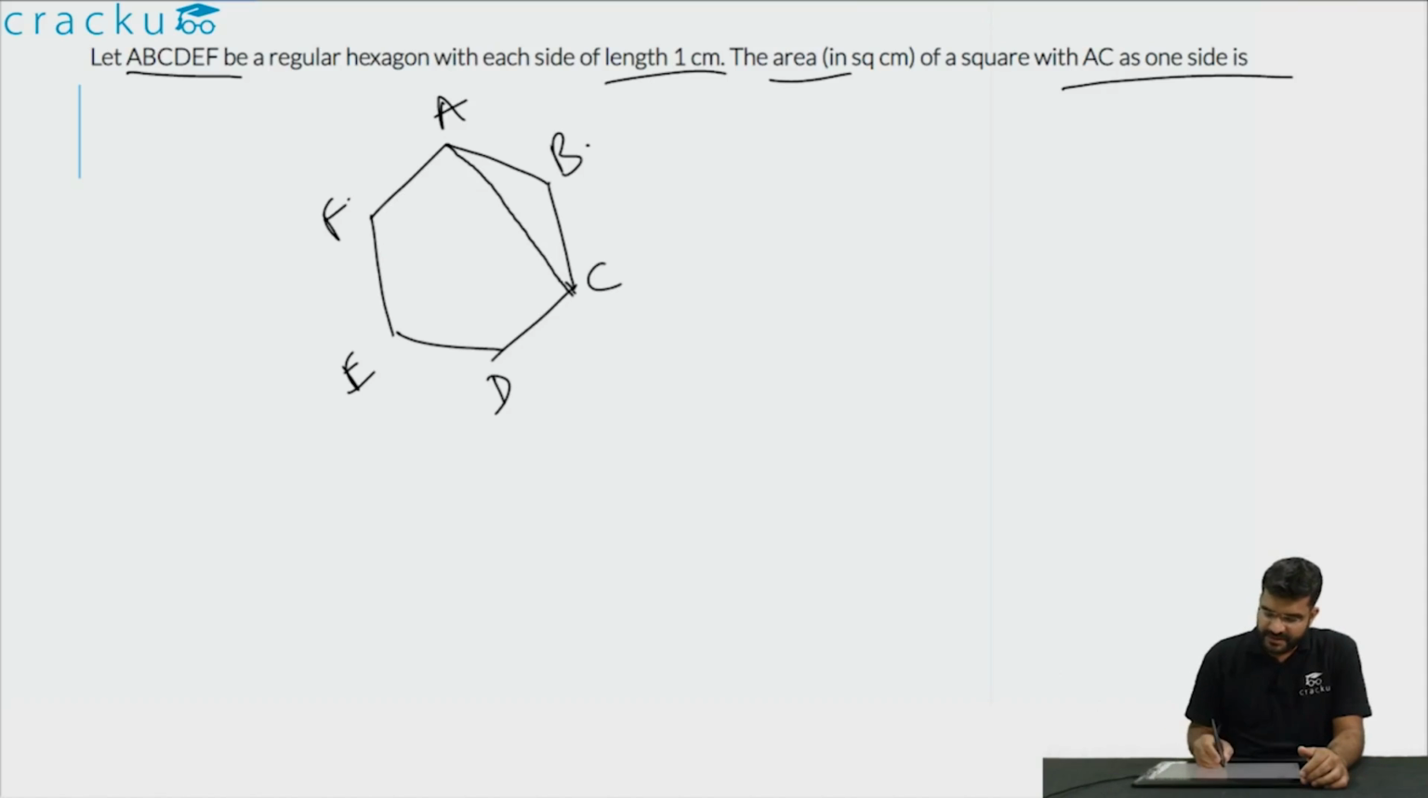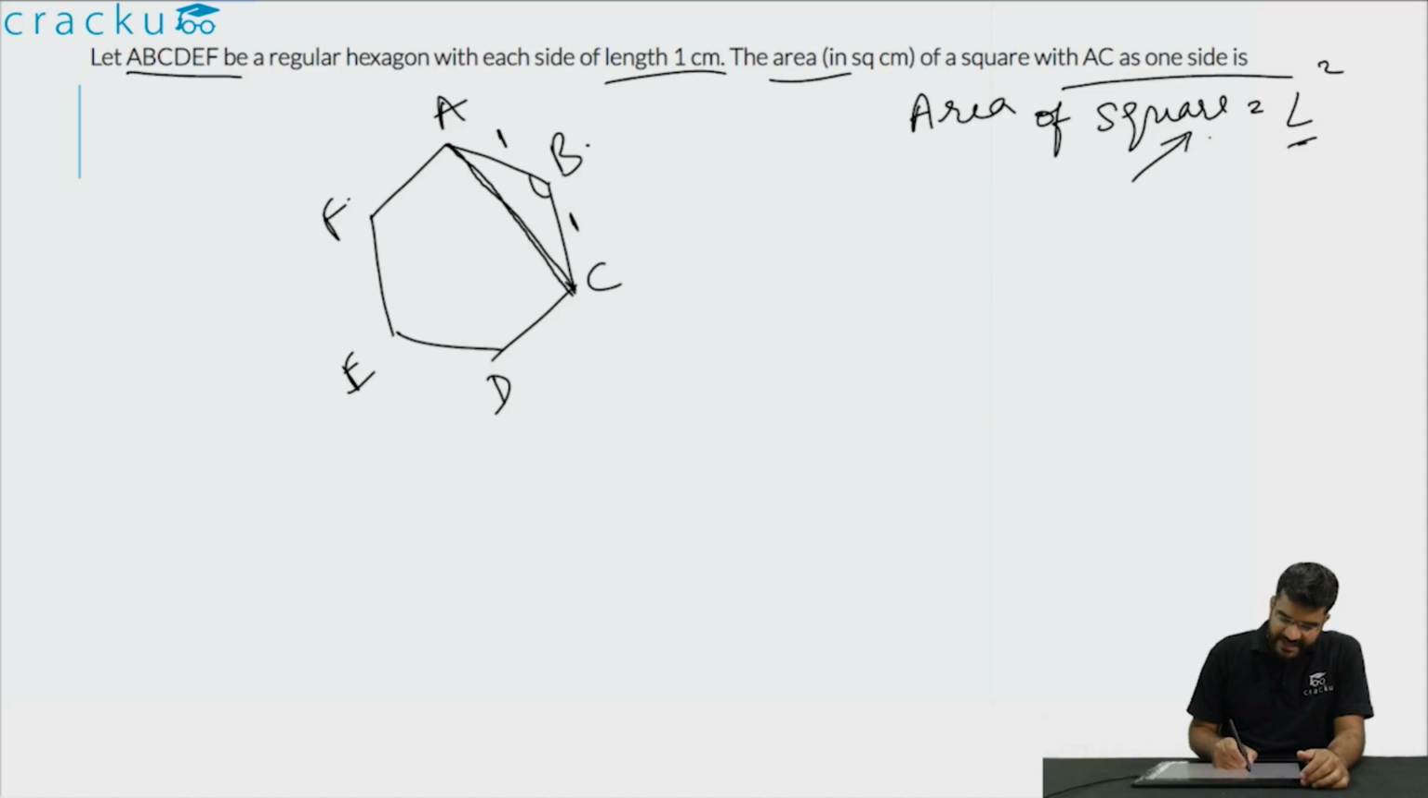We know that area of a square is equal to L square, where L is one of the sides. So if you are able to find out the length of AC, we will easily calculate the area of such a square. We know that AB is equal to 1 and BC is equal to 1. We know that angle ABC is 120 degrees. Because this is the interior angle of a regular hexagon, the angle will be 120 degrees. So we need to calculate the length of AC.